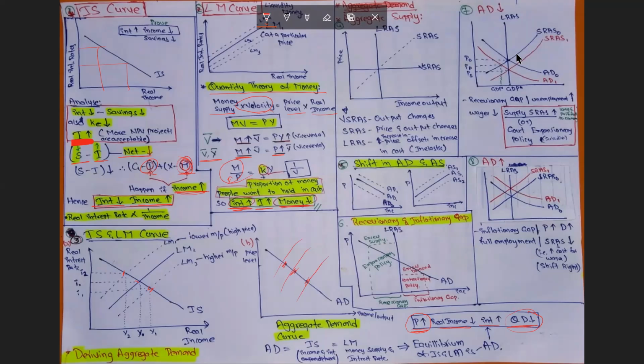So let's move on to the next topic, aggregate supply. Aggregate supply is divided into three: very short run aggregate supply, short run aggregate supply, and long run aggregate supply. Very short run is within a year or quarters. Short run is for 1 year or more, and long run is a long period of more than 5 years. So in the very short run, the prices cannot be changed by the supplier. Whatever he can do is increase or decrease output.